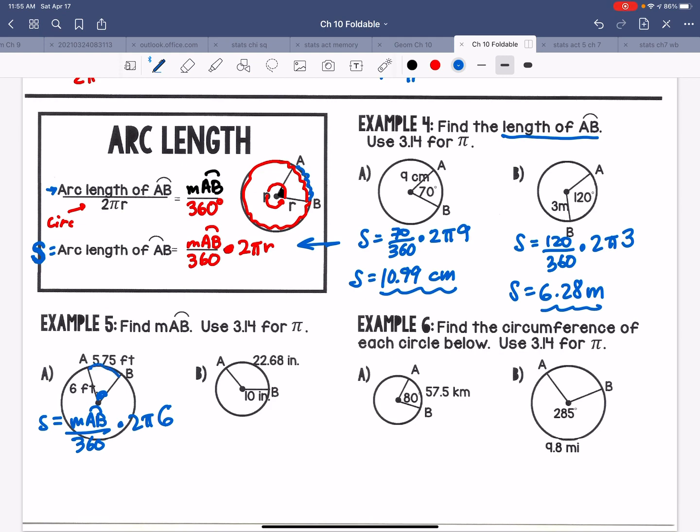But here, notice they've given us S. So instead of the letter S, I should be able to substitute in this number. 5.75 is equal to this ratio. So we're going to move the 360 up here with the 5.75, and the 2 and the pi and the 6 down below. And we get the measure of arc AB by itself on one side.